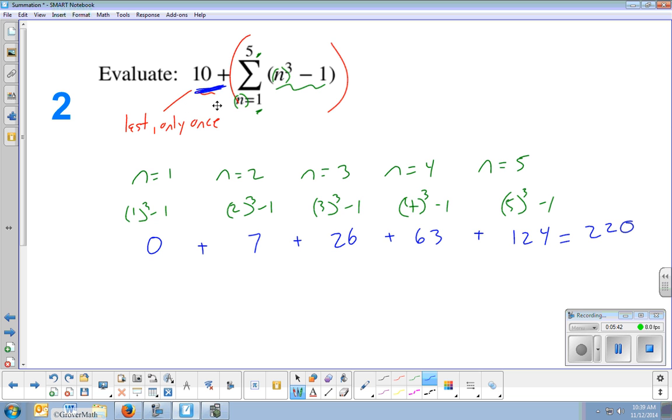Last only once. So after the whole summation, now I will do the 10 plus 220 and get a final answer of 230. So it's not done each time, it's done last only once. And I can't stress that enough, because of all the years I've been doing this, I see that happen all the time. People add 10 to each of them, and they obviously lose points for that error. So don't make that mistake. Only do it last and only do it once.